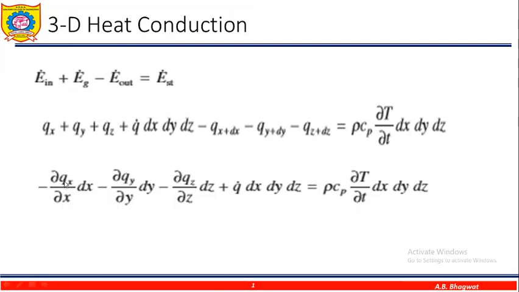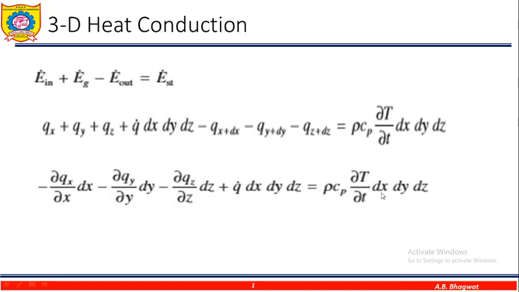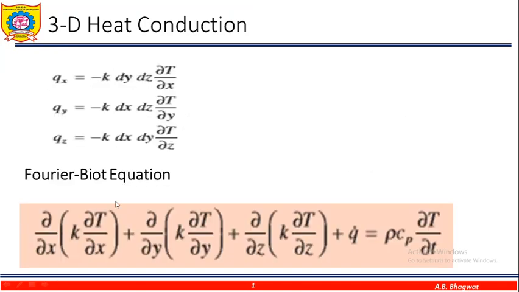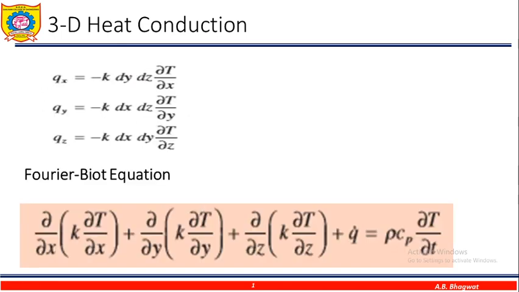Now, this Qx is nothing but minus K A del T by del x. With some mathematical manipulation, if I just divide all the terms on left and right side by dx, dy, dz, you will come to this equation. You need to do homework for these two equations so that you can get what I have written. On the right side, see, the dx, dy, dz term is gone. This means this equation is on per unit volume basis.